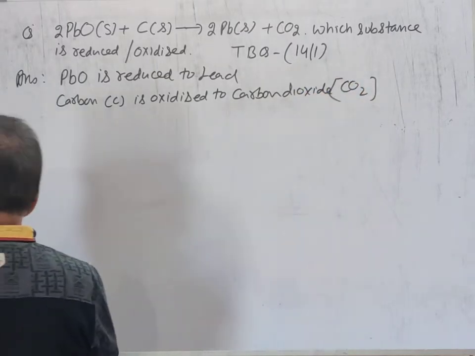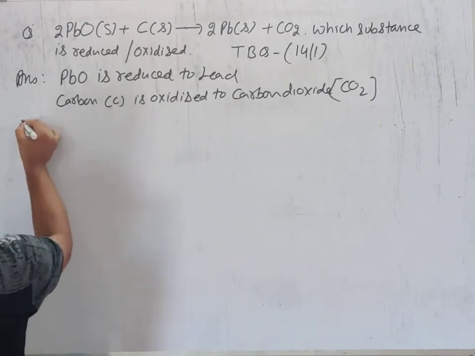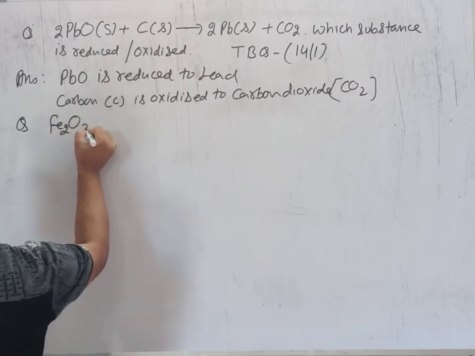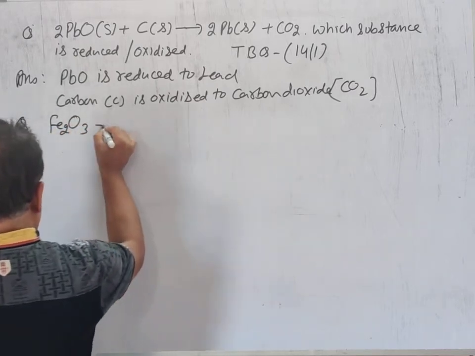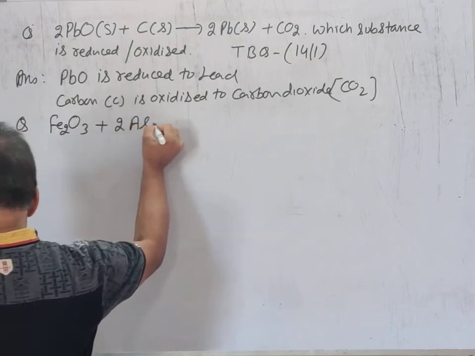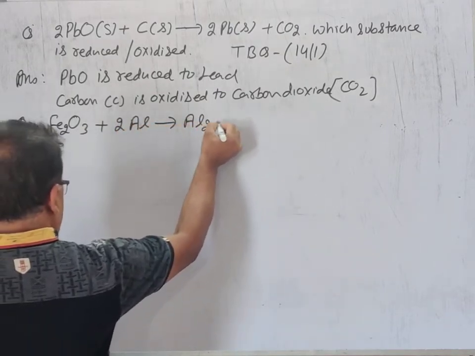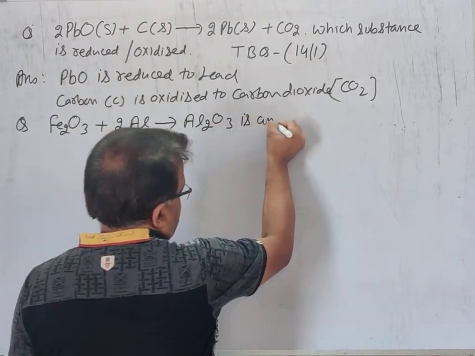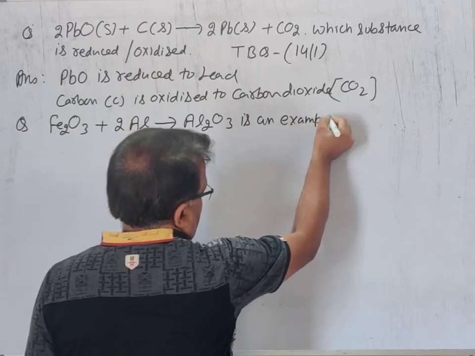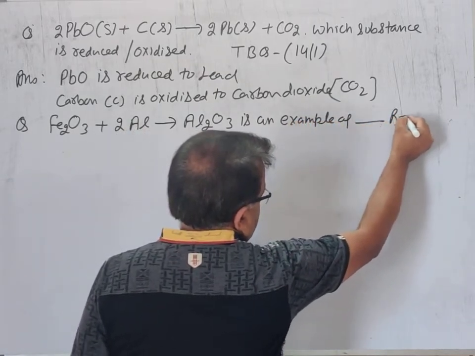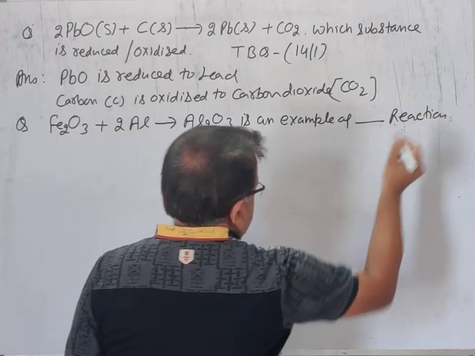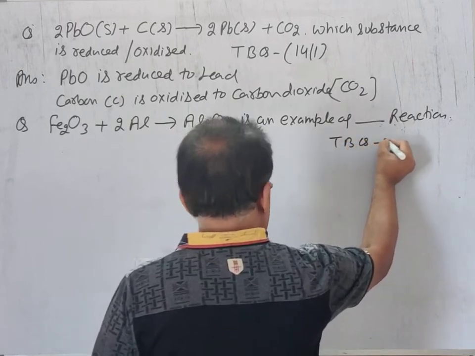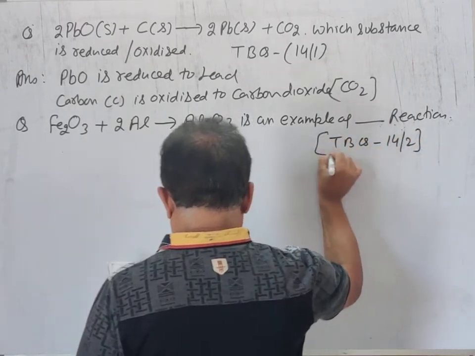Then one more question. Fe2O3 plus 2Al gives Al2O3 is an example of dash reaction. So which type of reaction? It is also a textbook question, page number 14, question number 2.